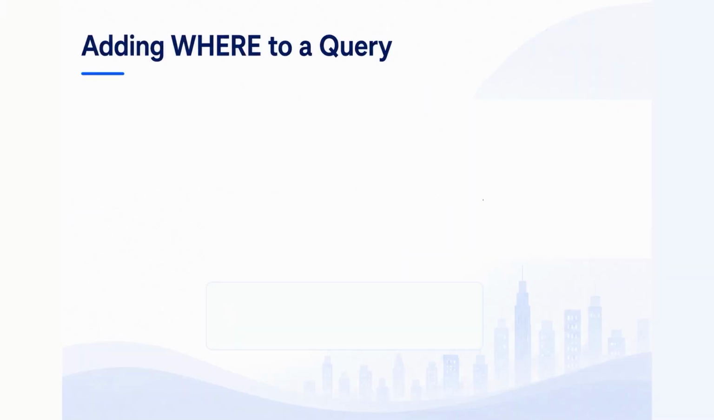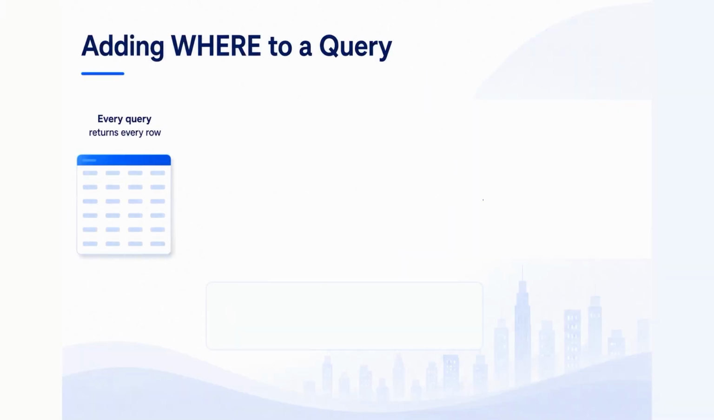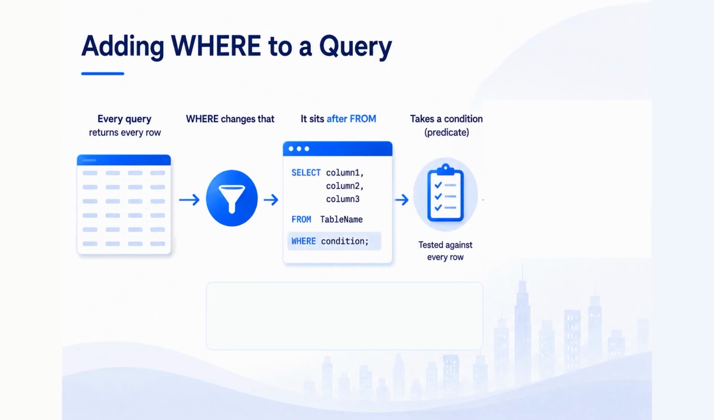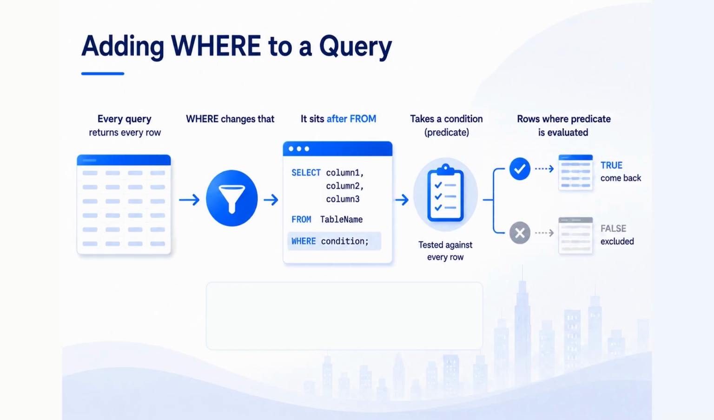Let's get into it. Every query we've written so far returns every row in the table. WHERE changes that. It sits after FROM and takes a condition called a predicate and tests it against every row. Rows where the predicate evaluates to true come back. Rows where it evaluates to false are excluded. That is the entire mechanism.